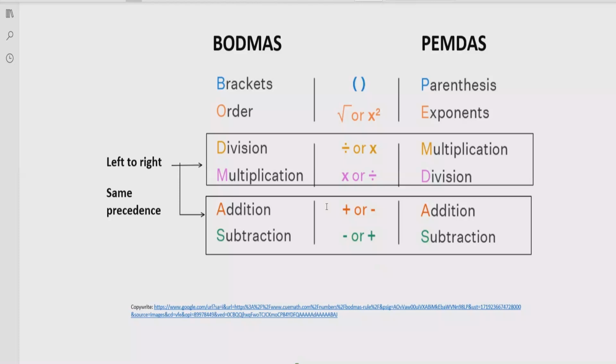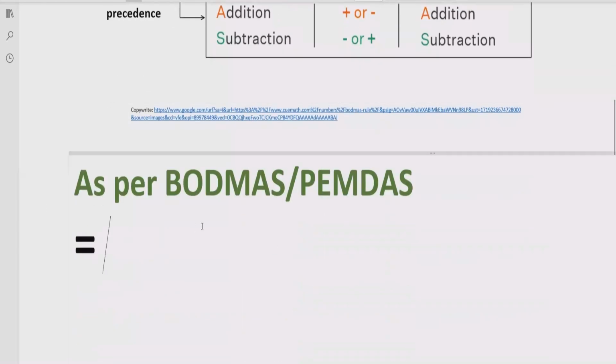Similarly, for addition and subtraction, we have the same rule. We will go left to right in our expression and find out addition and subtraction. If addition is coming first, we have to solve the addition first. And if subtraction is coming first, we have to solve the subtraction first. Now, move forward to solve the given expression.